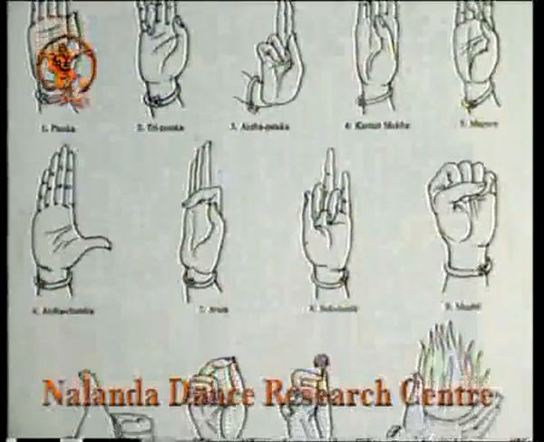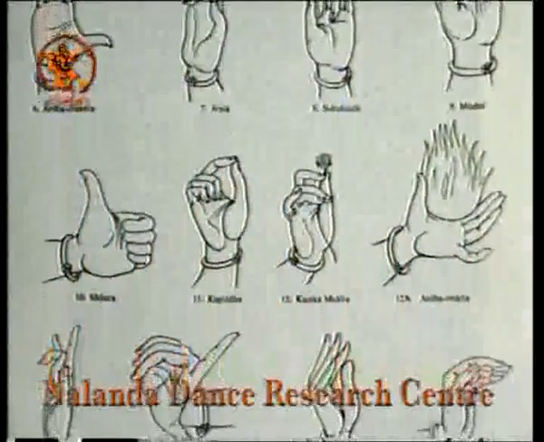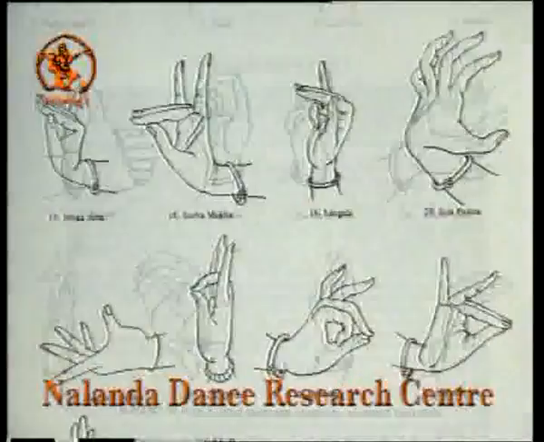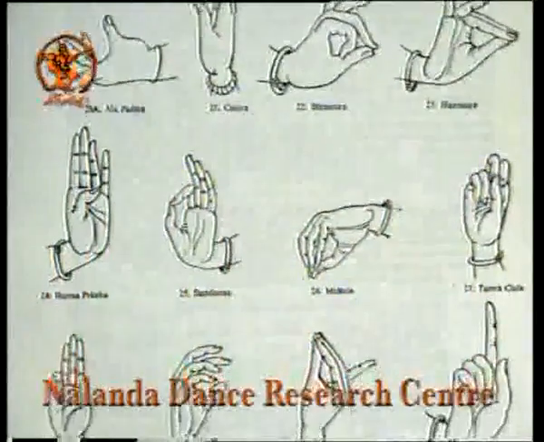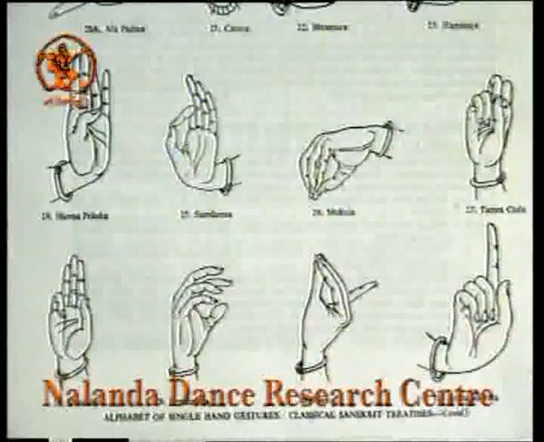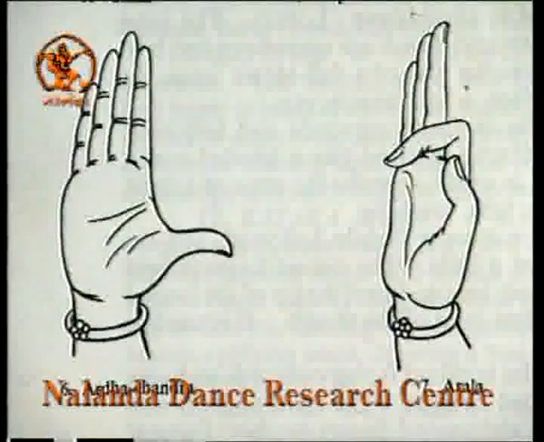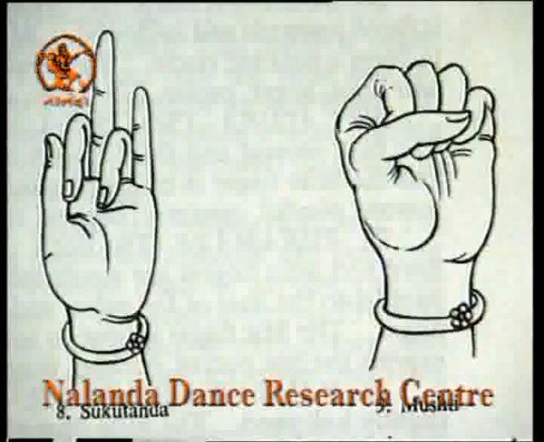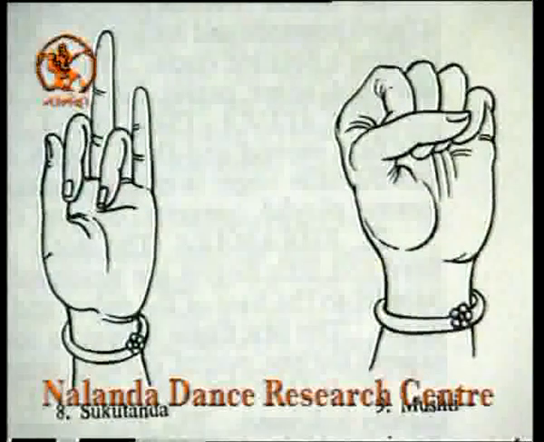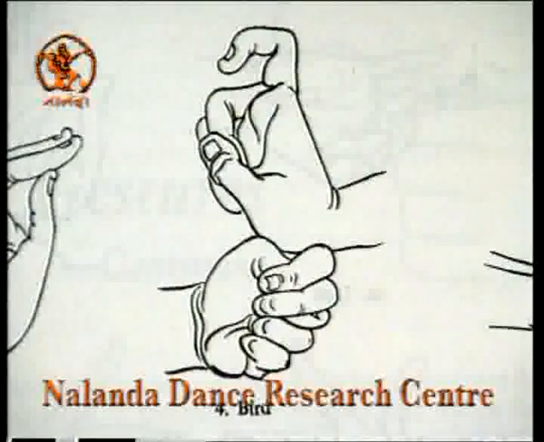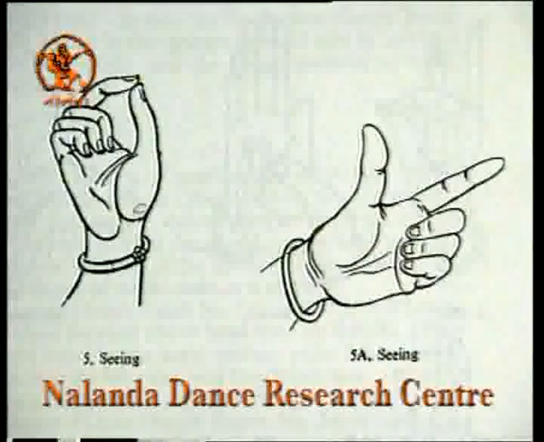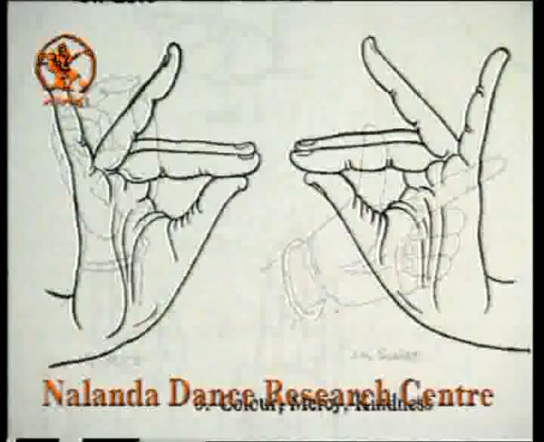Out of these, the gestures of hands have received great elaboration in all the texts. These hand gestures are called hastas and can be performed by one hand, asamyuta, or both the hands, samyuta. These hastas and their usages constitute the alphabet and language of dance.